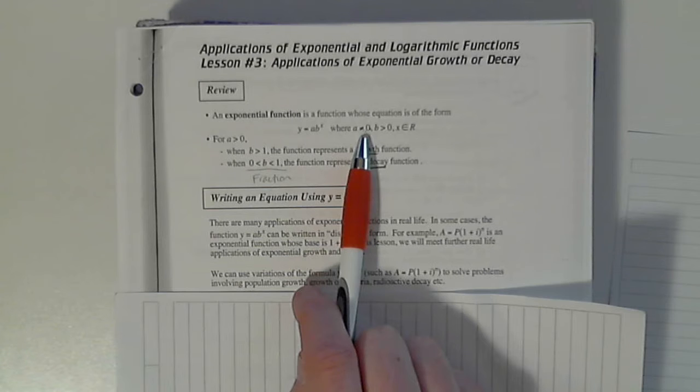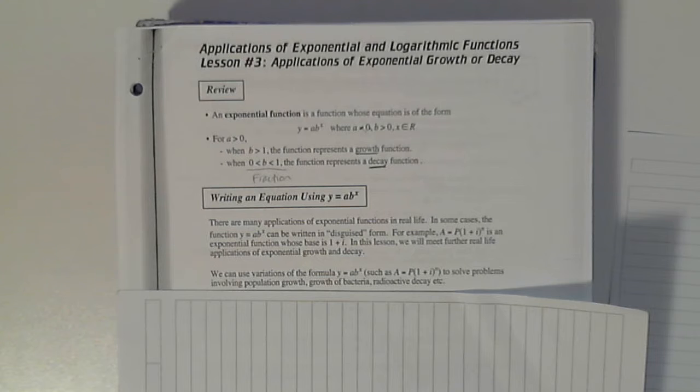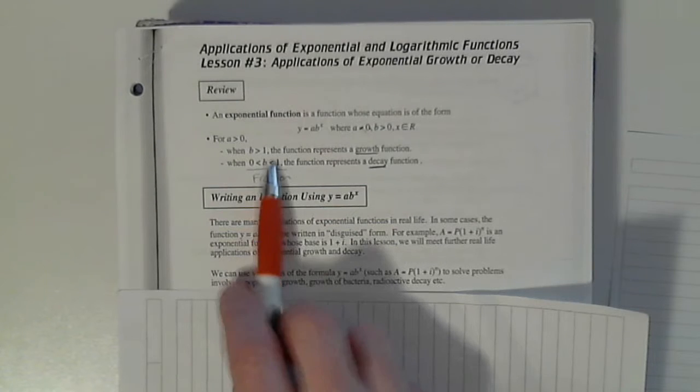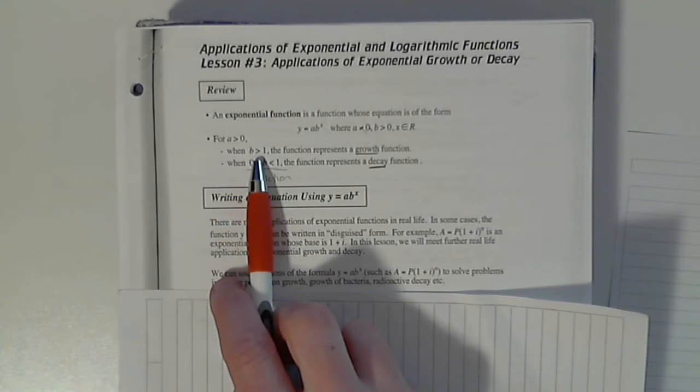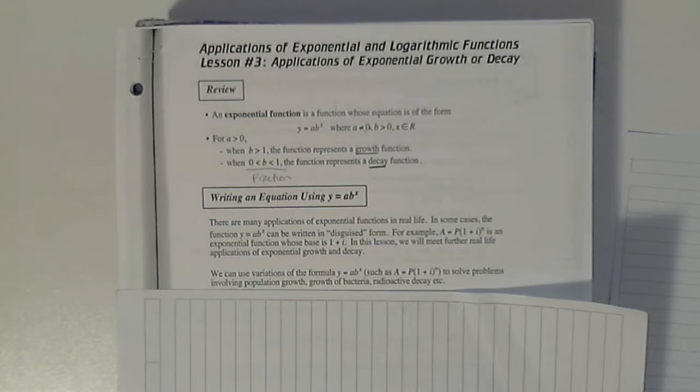a cannot equal 0. You can't start with an initial population of 0. And b has to be positive. This function doesn't make any sense if b is negative. If it's decreasing, it has to be a fraction. And if it's increasing, it has to be bigger than 1. And that's what we have written right here. So when the growth rate is bigger than 1, if it's like 1.1, that's 10% growth. That's growing. If it's a half, it's actually decaying. It's becoming half of its original value every iteration.